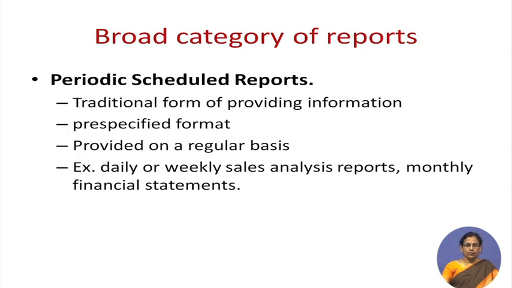There are 4 broad categories of MIS report. First one is your periodic or scheduled report. This is the traditional form of providing information. It has a pre-specified format and it is provided on a regular basis, either daily, weekly, monthly and so on. So, for example, your daily or weekly sales analysis report, or monthly financial statement, which regularly comes to the table of the managers. So, these are actually called periodic scheduled reports.